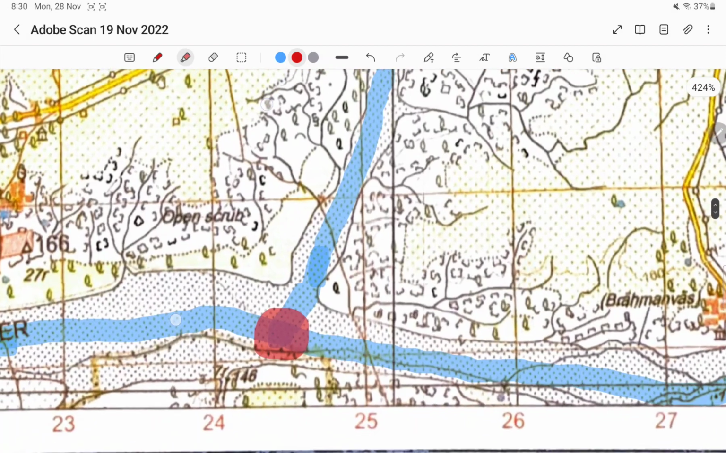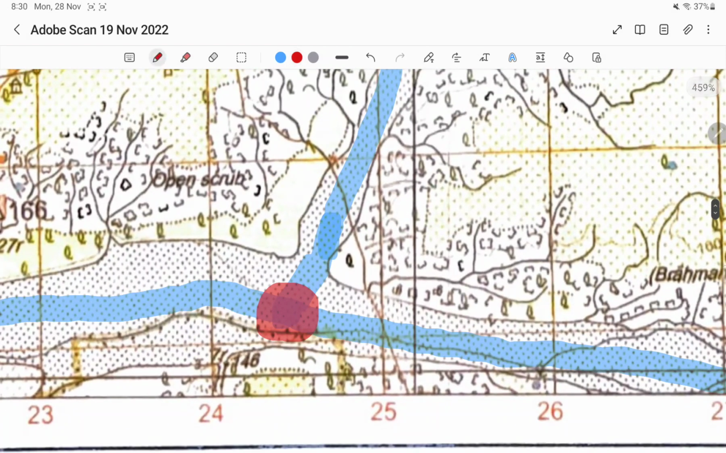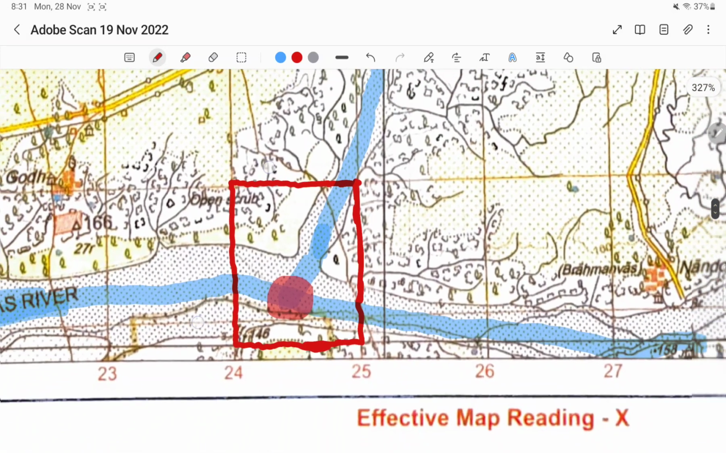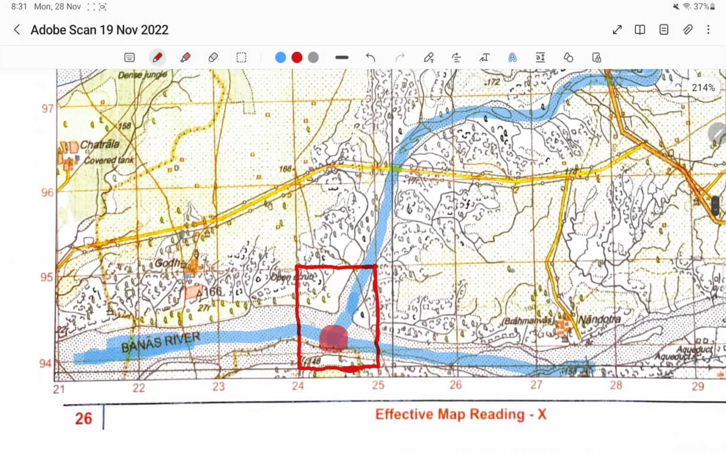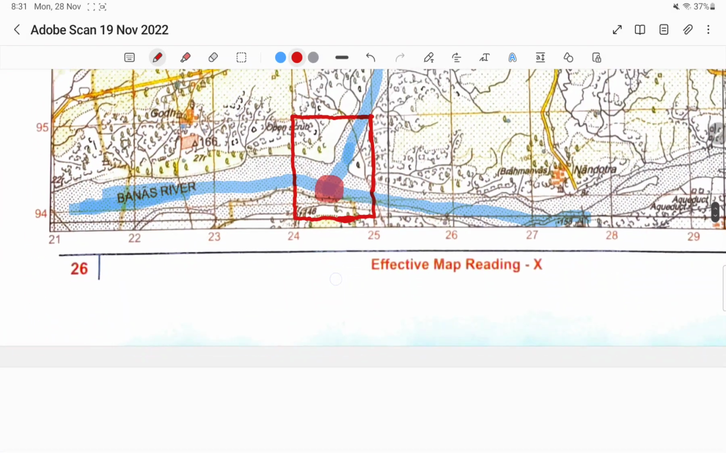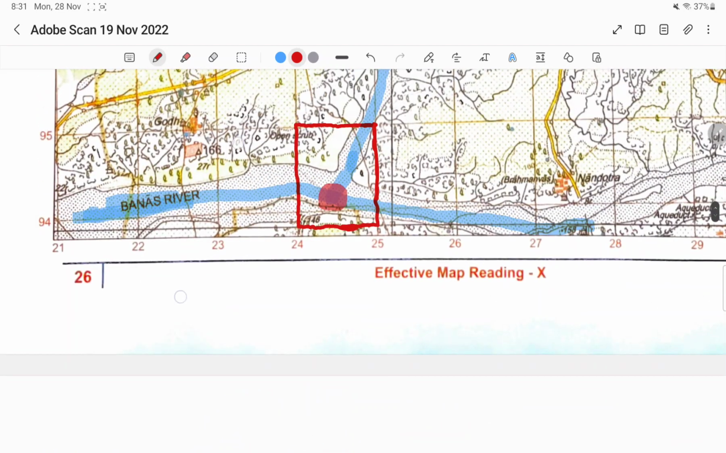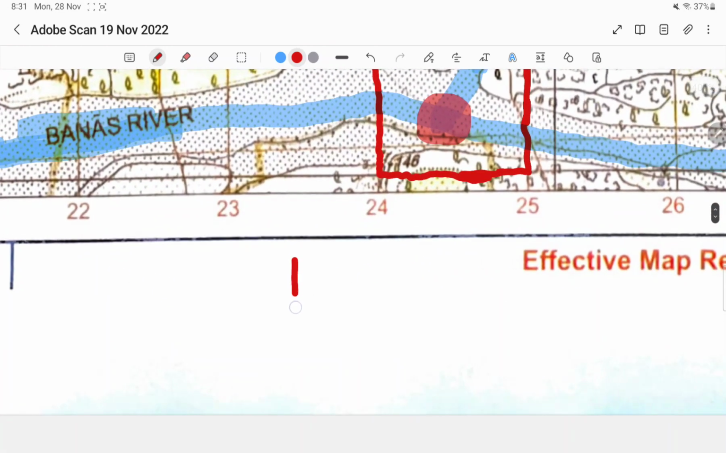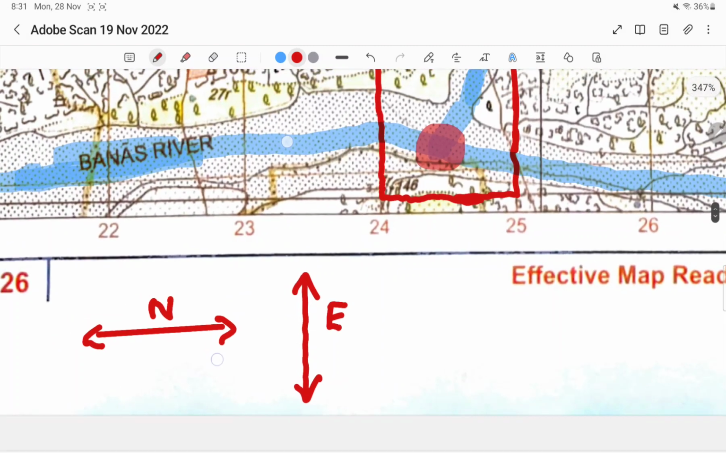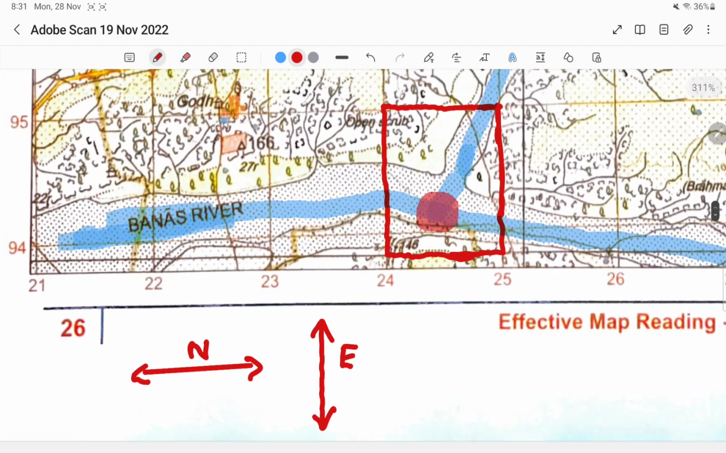Now let's check in which grid square they are meeting. This is that particular grid square in which we can see the confluence of these two rivers. So now let's find out the four-figure grid reference. As you know students, in order to find the four-figure grid reference, the lines which run from top to bottom are known as eastings, and the lines which run from left to right are known as the northings. So let's find the four-figure grid reference of this particular square.